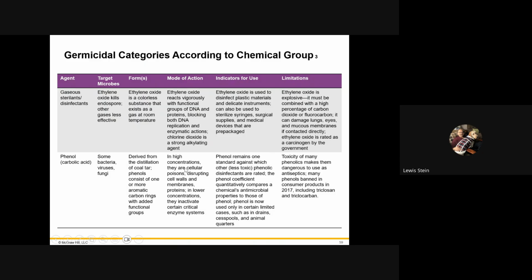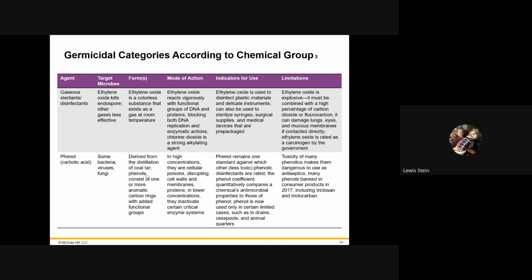An agent I'll spend a little time on is called phenol or carbolic acid. This is an antiseptic, but it could also be a disinfectant. It's both. It's all about the concentration. It's been around forever. Okay, carbolic acid. You can see it's derived from the distillation of coal tar. And coal has been mined for a very long time, obviously, as an energy source and a heat source. In chemistry, it's called an aromatic. It has to do with organic chemistry, and it's used all the time.